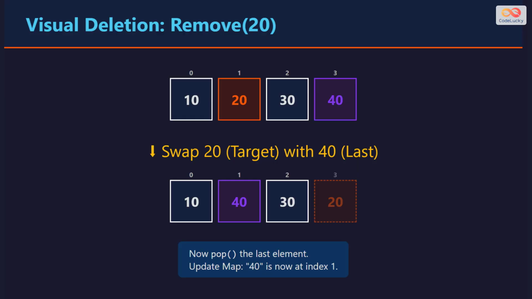Let's see this in action. Suppose we want to delete 20, which is at index 1. We take 40, which is the last element at index 3, and put it into index 1. Now the array looks like 10, 40, 30, and a duplicate 20 at the end. We simply pop the last element off. Finally, we update the map so it knows 40 is now at index 1.